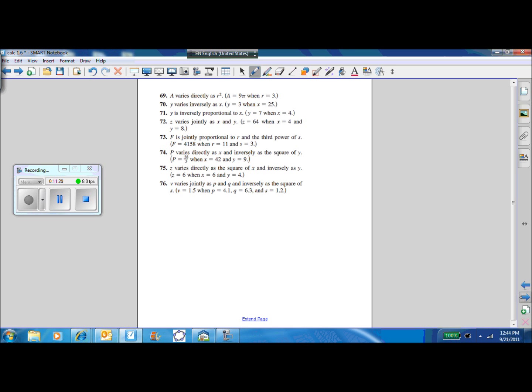Now, you can be expected to actually do a little more in terms of setting up equations given specific information. Let's look at this one on 76 here. V varies jointly as P and Q and inversely as the square of S. Oh boy. V equals k times P times Q, and inversely, so this is going to go in the denominator, S squared. Now it gives you all this extra information. We can use this to figure out what k is. I might actually solve this algebraically first and just say, let's multiply both sides by S squared. And then k equals V S squared over PQ.